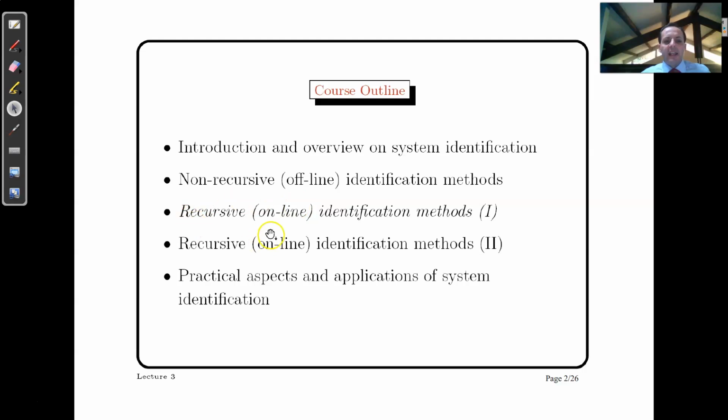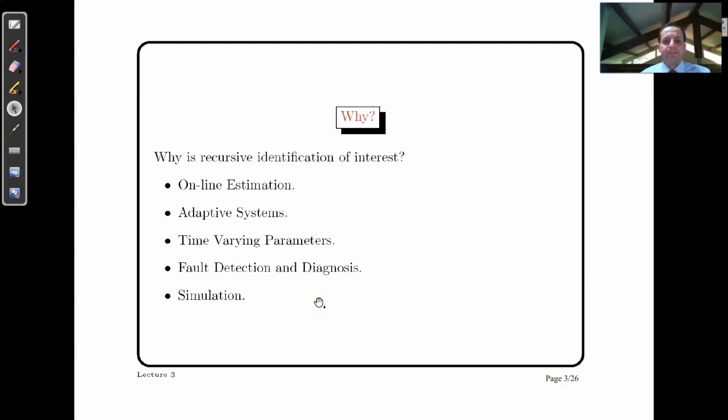And then today we will consider the recursive identification method, and we start with the simplest one, recursive least square, and then we will examine the second one, which is the recursive least square with forgetting factor. And then we will end the lecture with some practical aspects and applications, and we will see in the next lectures, maybe next week, an application for control.